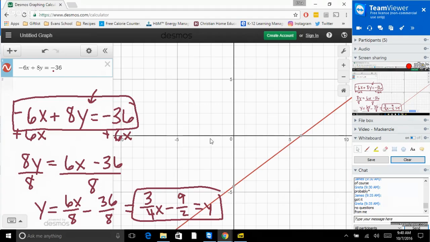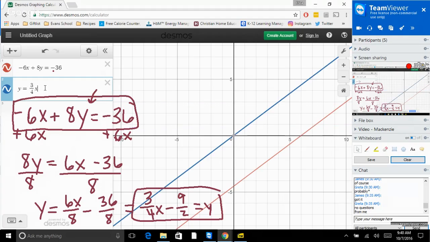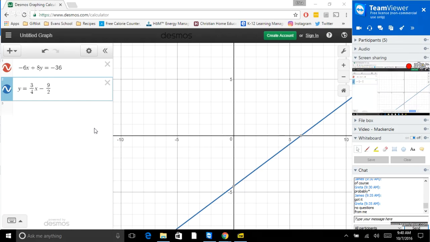So this was my original equation. And then I said, well, I could rewrite it as y equals 3/4 x minus 9 over 2. What you see, with all this scratch over top of it here, I'll turn it off for a second, is that when I graph the two equations, they're the same line. So that means that I did a good job of changing to the slope-intercept form. You guys understand that? Okay.